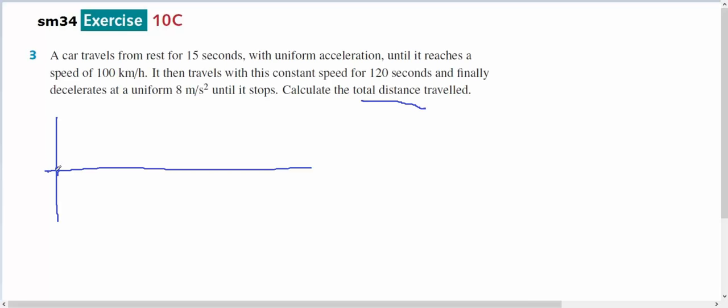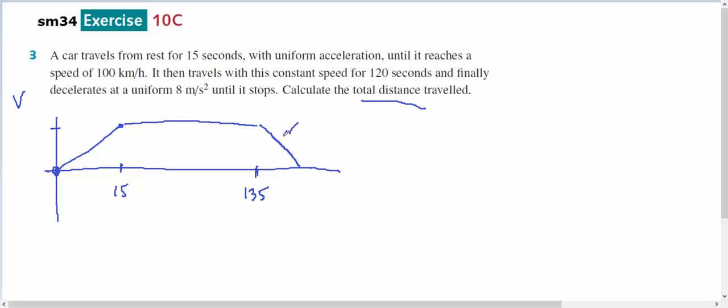So it starts from rest and travels for 15 seconds with uniform acceleration until it reaches 100 kilometers per hour. Then it travels at a constant speed, so that was for 15 seconds, then a constant speed for 120 seconds, so that's 135, and finally decelerates uniformly at 8 meters per second squared until it stops. Calculate the total distance travelled.